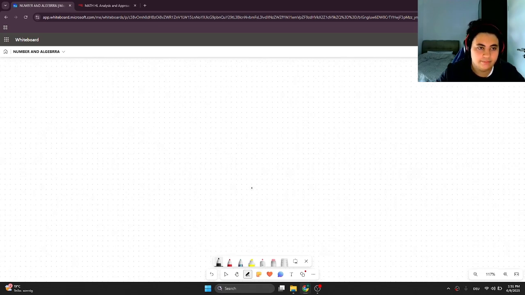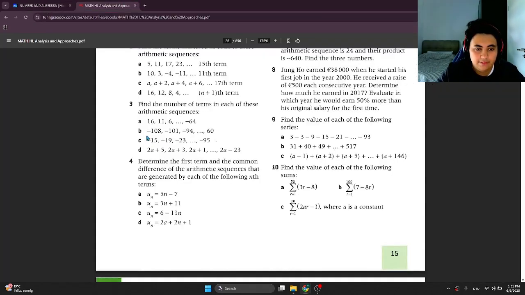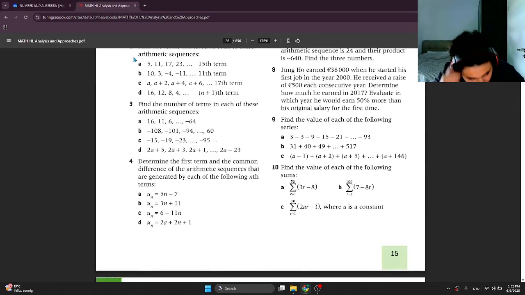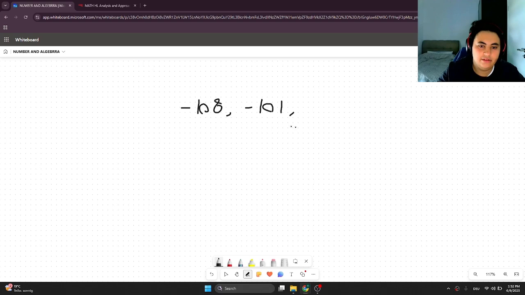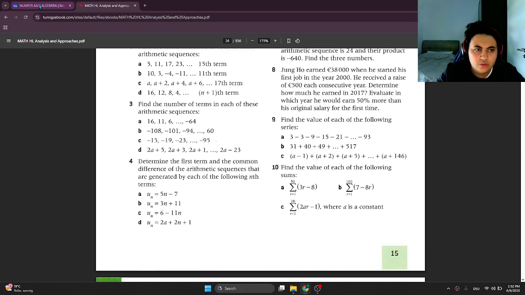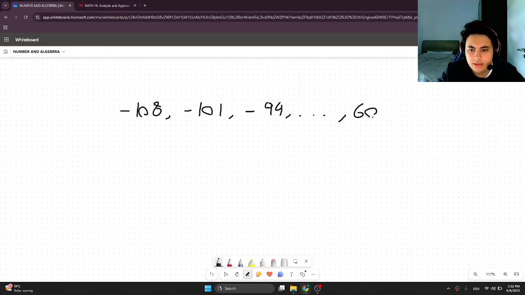Okay, good. Next one. We have negative 108, negative 101, negative 94, and then dot dot dot, and then we have the final term, which is 60. Sorry, I read the sequence under that.